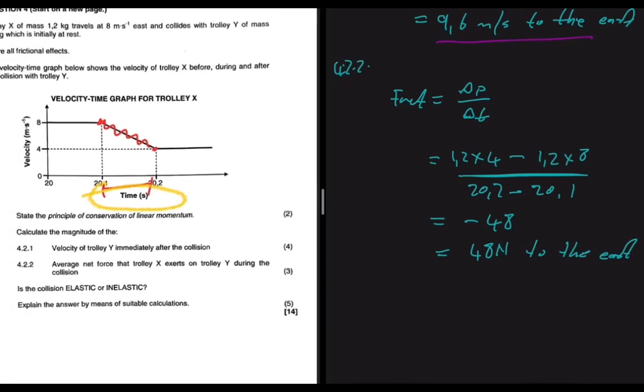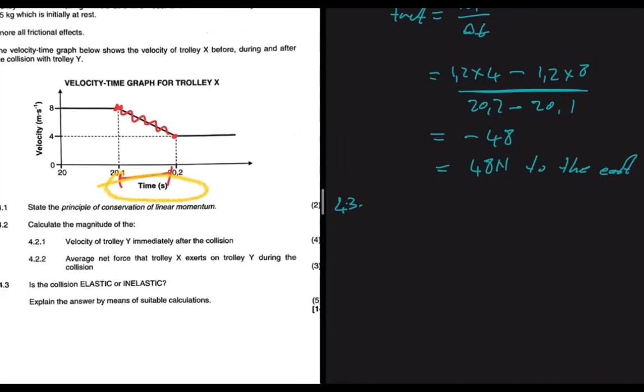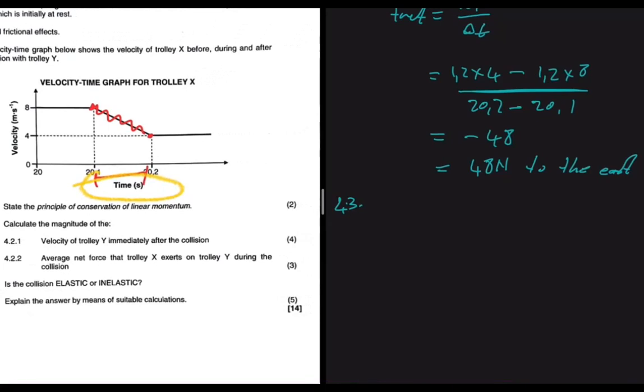Let's see what we can do for 4.3. So 4.3 here is saying let's determine if the collision is elastic or inelastic, and explain the answer by means of a suitable calculation. So what is the prerequisite for an elastic collision? If a collision is elastic, then we need two things to be conserved. We need the momentum to be conserved, and we need the kinetic energy to be conserved. So in 4.2.1, we calculated the value of y, assuming that momentum is conserved.